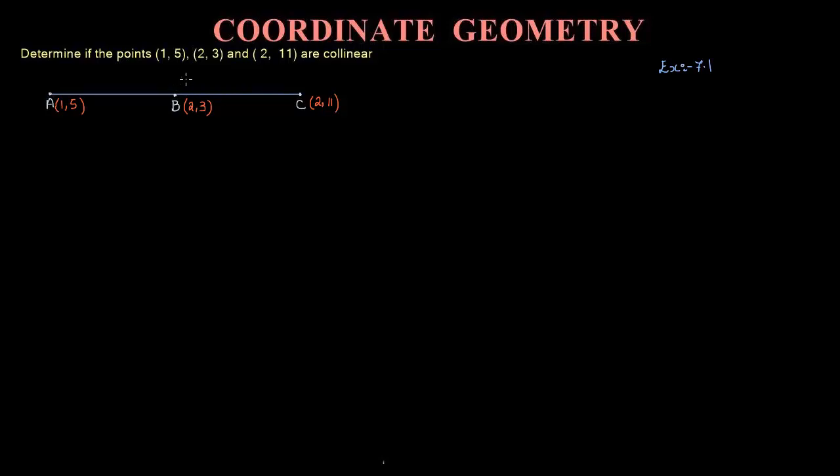In this video, I am going to discuss with you all how to check if the 3 points given to you are collinear or not. We are also going to discuss how to check if the 3 points given to you are forming an isosceles triangle or not. This is the third question of exercise 7.1 of the chapter Coordinate Geometry from NCERT Mathematics textbook.